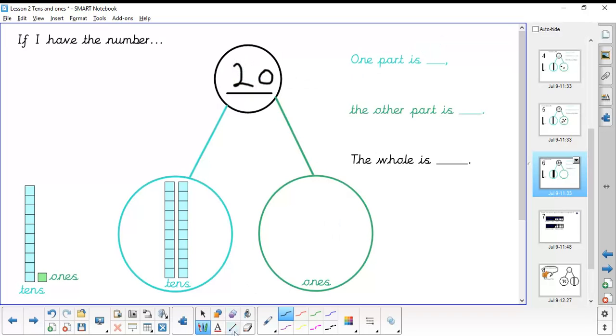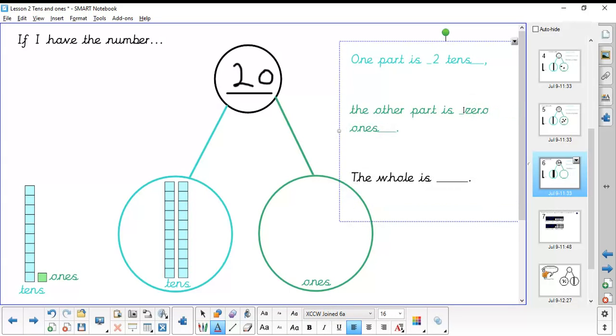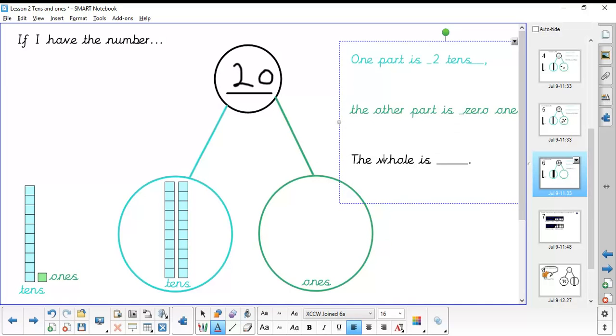So one part is 2 10s. The other part is 0 1s. The whole is, what number's up at the top? It's the number 20. And we can write 20 in words too.